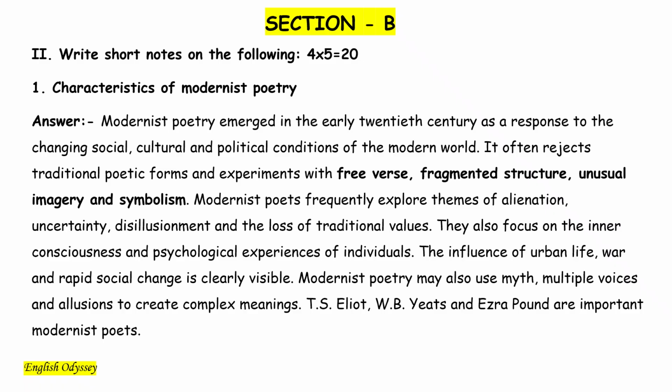The first short note is on the characteristics of modernist poetry. Modernist poetry breaks away from traditional forms and experiments with free verse, fragmentation, symbolism, and complex imagery. It often focuses on themes like alienation, uncertainty, and the changing modern world. Poets also explore the inner consciousness and psychological experience of the individual. T.S. Eliot, W.B. Yeats, and Ezra Pound are some important modernist poets.